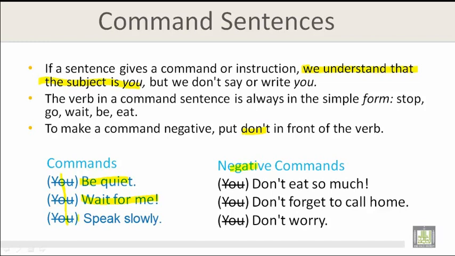Let's take a look at negative commands. To make a command negative, put don't in front of the verb. So the command in this case would be eat so much. To make this command negative, don't eat so much. The command in the next example is forget to call home. To make this negative, put don't in front of the verb forget, and it becomes don't forget to call home. And the third example is don't worry.